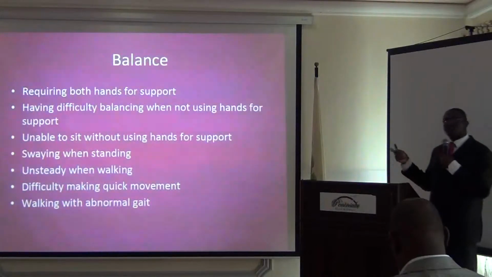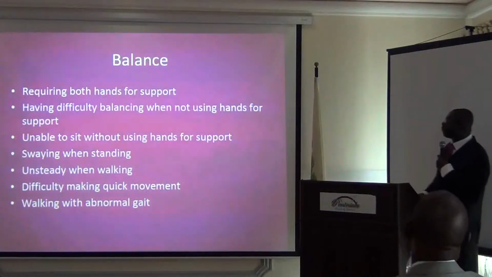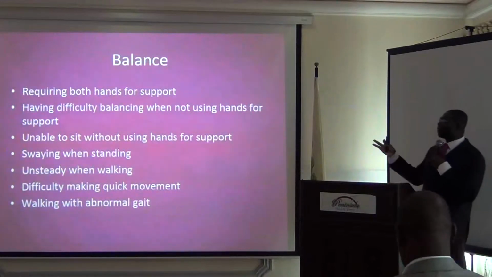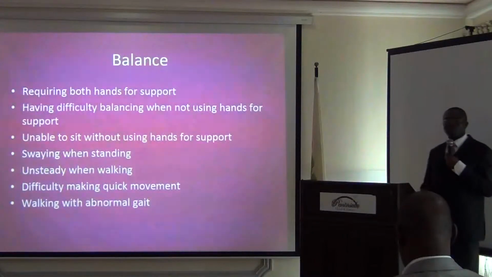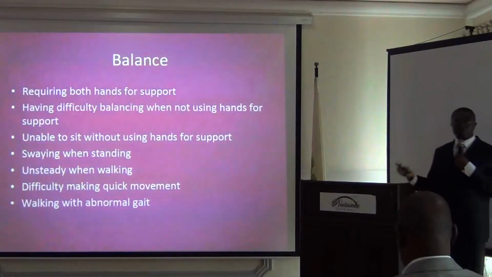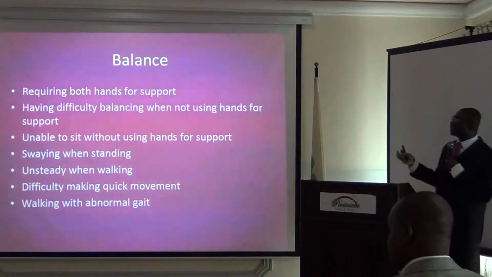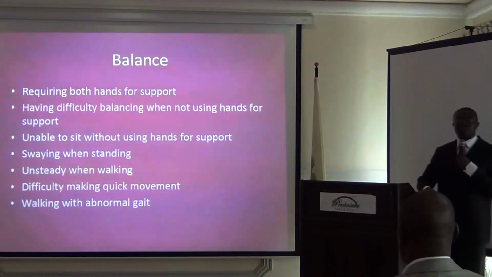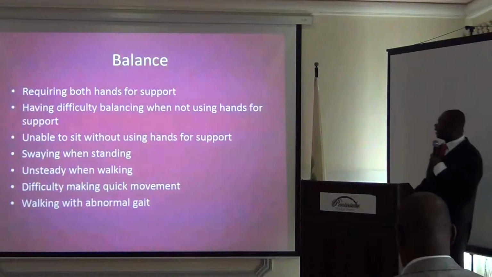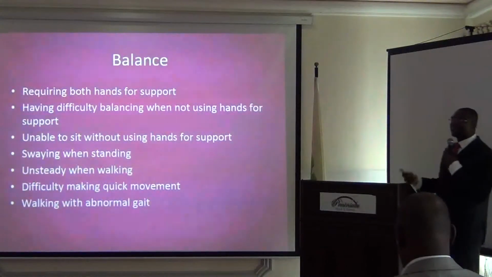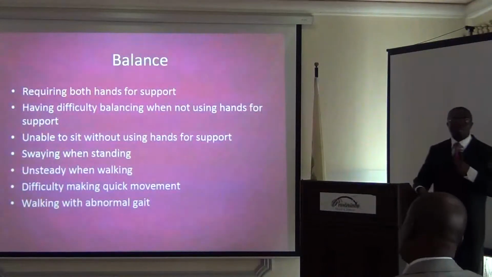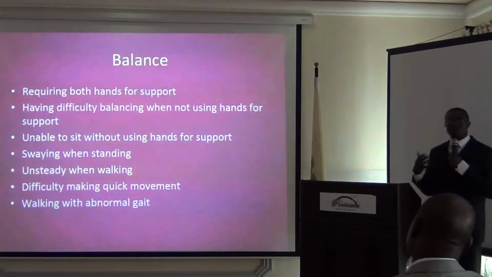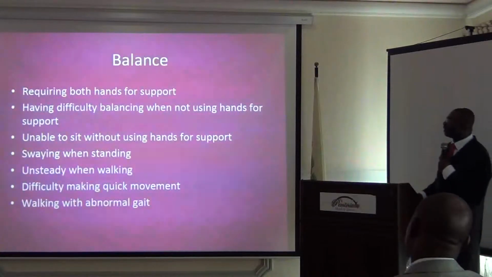Issue of balance is also affected in cerebral palsy. Because sometimes if a child has cerebral palsy and is having problem with balance, then he needs both hands for him to support himself. We expect that if a child is up to 6 months, he can sit by himself. But a child with cerebral palsy may need to use both hands to be able to support himself. And then the child may have difficulty balancing himself when he's not supporting himself with his hand. So if he's supporting himself with his hand, he can have balance. But once he removes his hand, then he starts staggering. And then the child may be unable to sit without the hand for support.